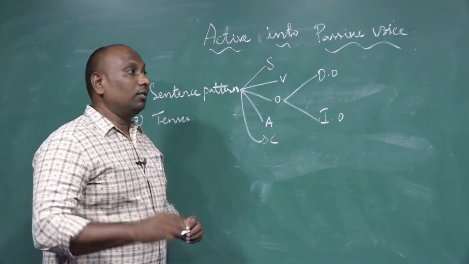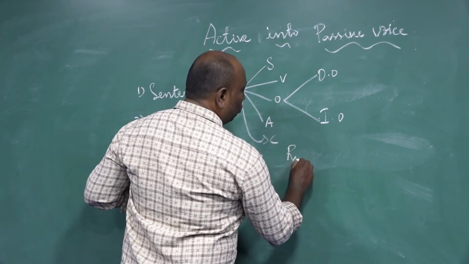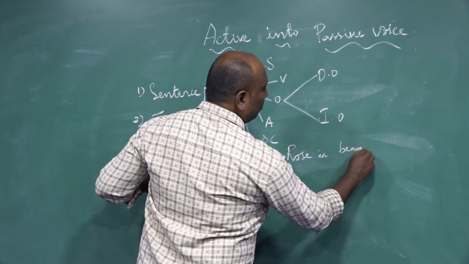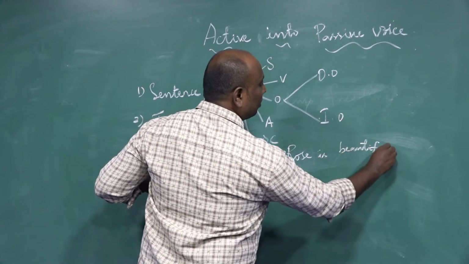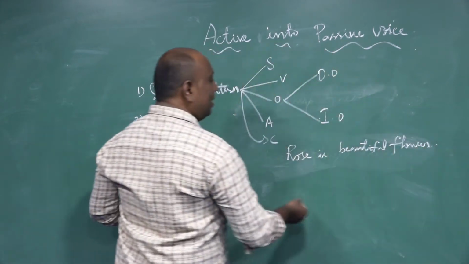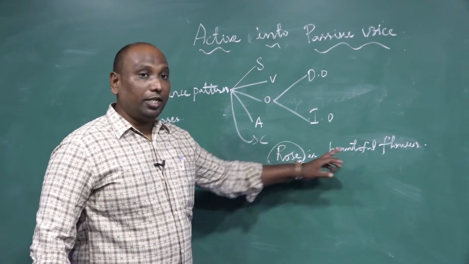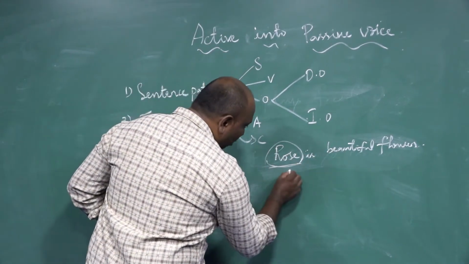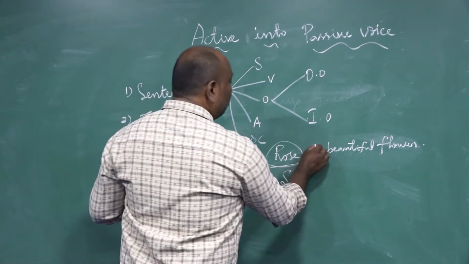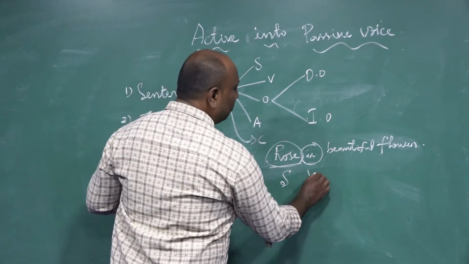What is subject? For the whole sentence, for example, Rose is a beautiful flower. The whole sentence talks about the rose. So this is called subject. And verb: here, be verb is used as a main verb. So this is the verb.